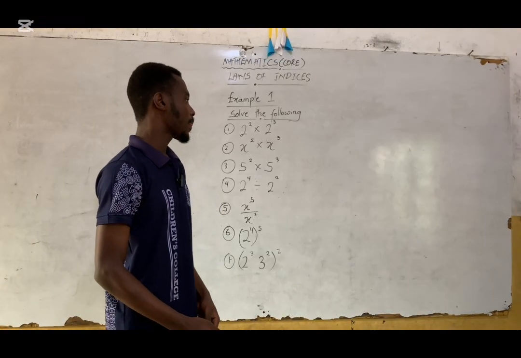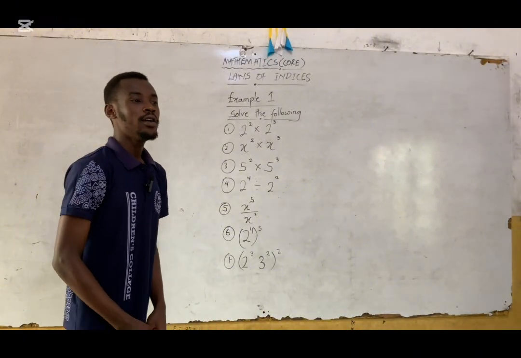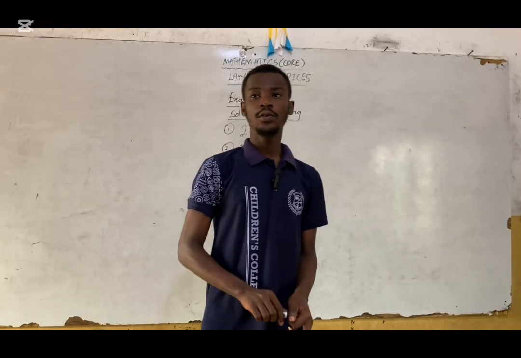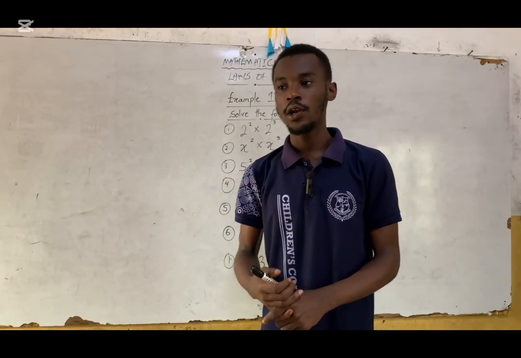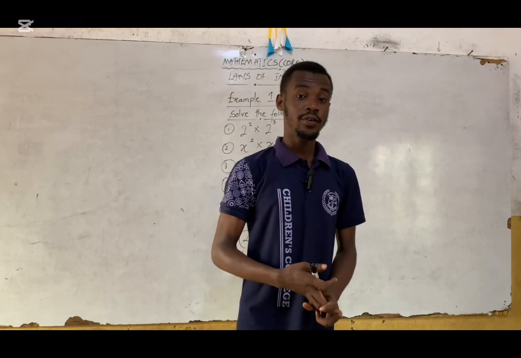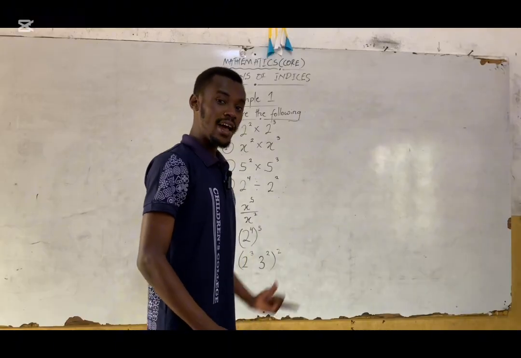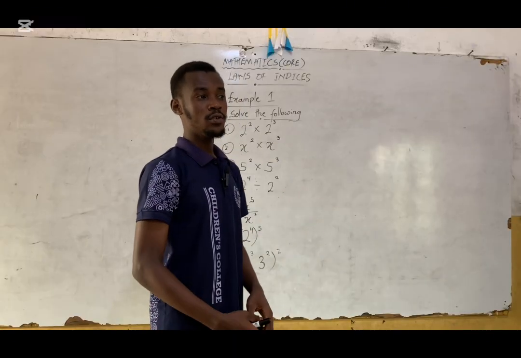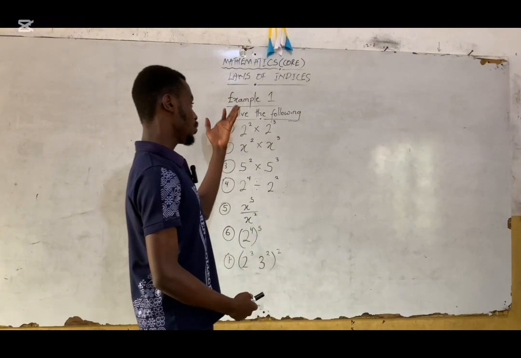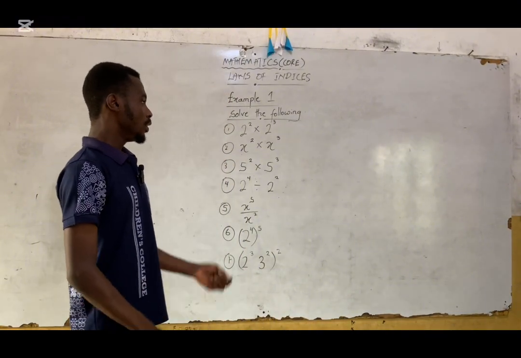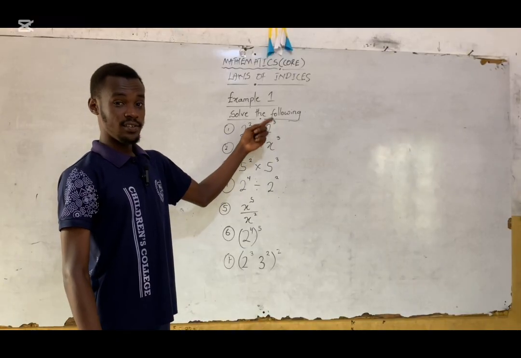This is example 1. Now these examples I've given you revolve around law number 1, law number 2, and law number 3. It's very simple. I'm going to help you solve this, and I'm going to give you a similar set of examples that revolve around the same concept. So example 1, I'm going to do it with you. Remember, in law 1, when you are multiplying and you have the same base, we add the powers.